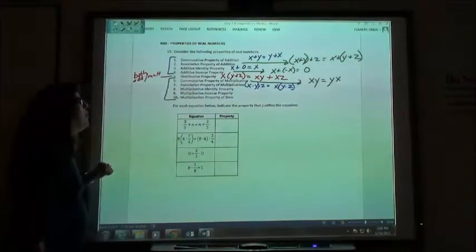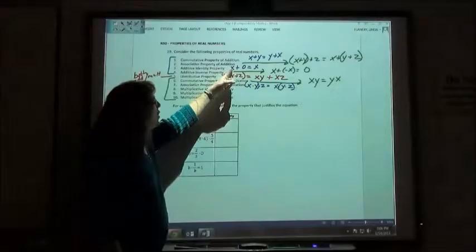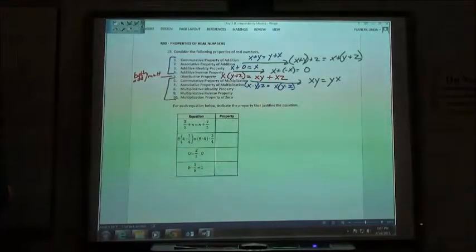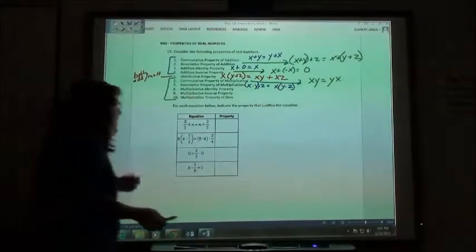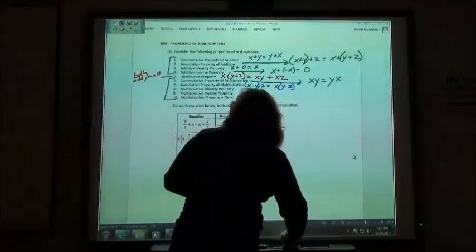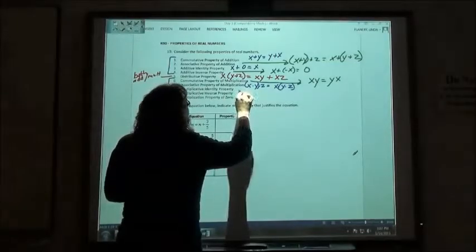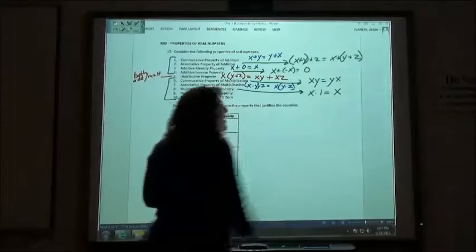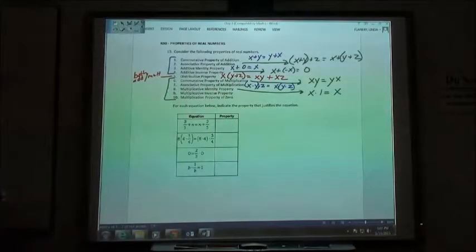Multiplicative identity. You want to think about the identity as what you start with is what you want to end with. When you multiply, if you multiply something times 1, it's not going to change its value. 3 times 1 is still going to give you 3. So my multiplicative identity property is going to say if I take x times 1, I'm still going to end up with an x. So I'm going to look for that multiplying by 1.